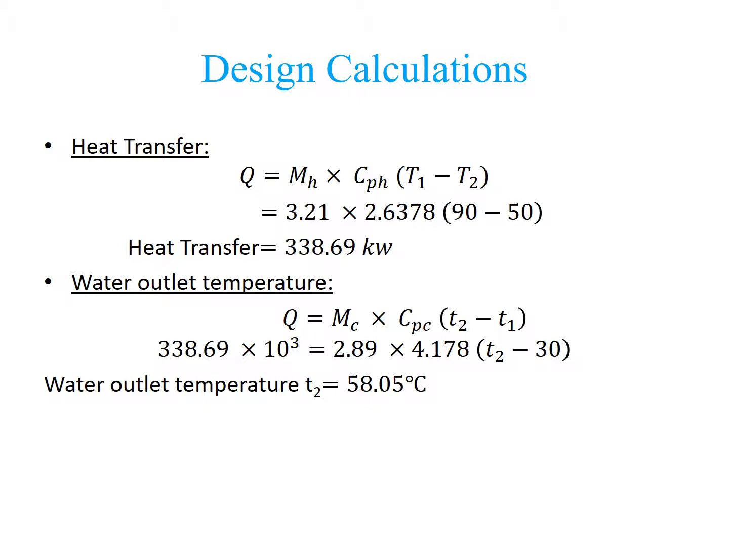Water outlet temperature: Q = mc CPC (T2 - T1). mc stands for mass flow rate of cold fluid, and CPC stands for specific heat of cold fluid. T1 and T2 are the inlet and outlet temperature of the liquid. Upon calculating, water outlet temperature is equal to 58.05 degrees Celsius.